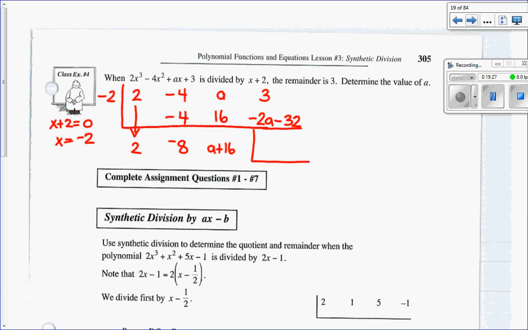And when we add, we've got 3 plus negative 2a minus 32. So that's negative 2a minus 29 as our remainder. Okay? Now, it does tell us that the remainder is 3. So if this is our remainder, negative 2a minus 29, then that must equal 3. So then I just solve using regular algebra. So negative 2a equals, I'm adding 29 to both sides, 32. And so a is negative 16.